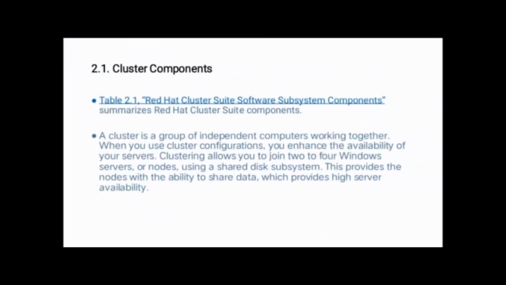2.1 Cluster Components. Table 2.1, Red Hat Cluster Suite Software Subsystem Components, summarizes Red Hat Cluster Suite components. A cluster is a group of independent computers working together. When you use cluster configurations, you enhance the availability of your servers. Clustering allows you to join 2 to 4 Windows servers or nodes using a shared disk subsystem. This provides the nodes with the ability to share data, which provides high server availability.